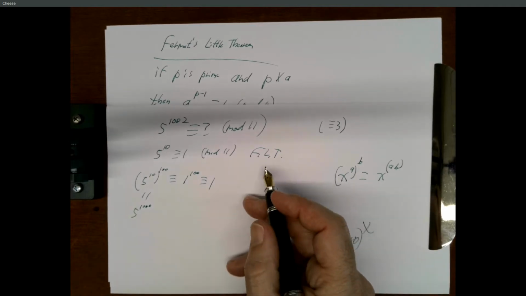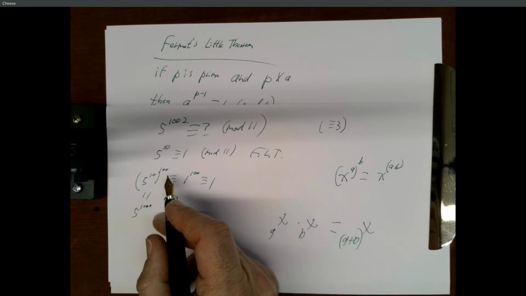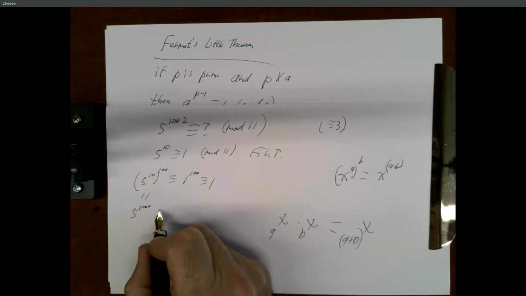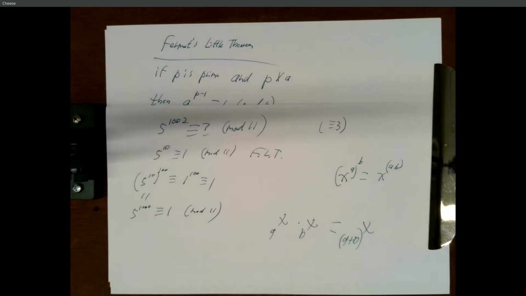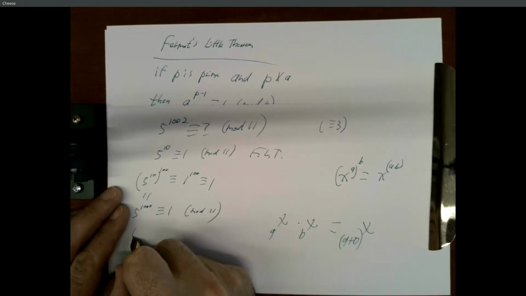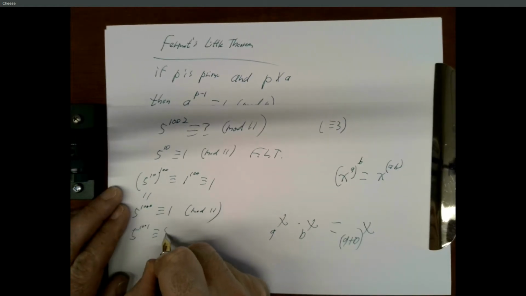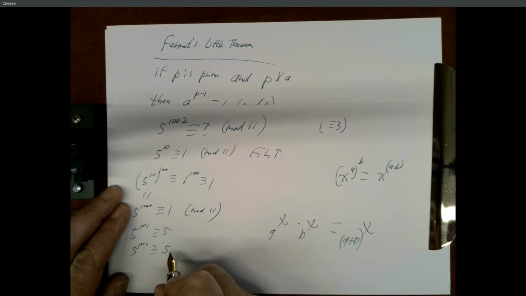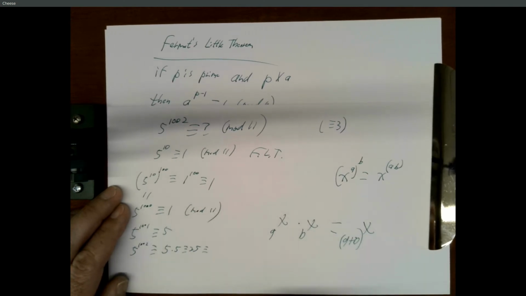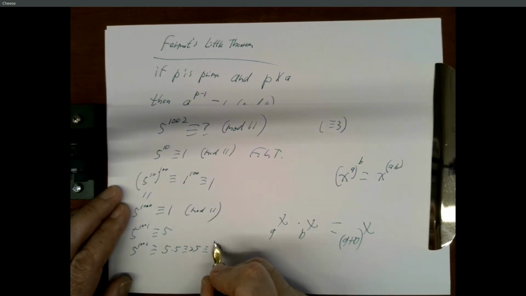So by using Fermat's little theorem and just multiplying 10 by 100 to get 1,000, we can conclude 5 to the 1,000th is congruent to 1 modulo 11. We're after 5 to the 1,002 though, but we're only 2 steps away from that now. So we can do those by hand. 5 to the 1,001 is congruent to 5. 5 to the 1,002 is congruent to 5 times 5, which is 25, which is 3 more than 22. It's congruent to 3.